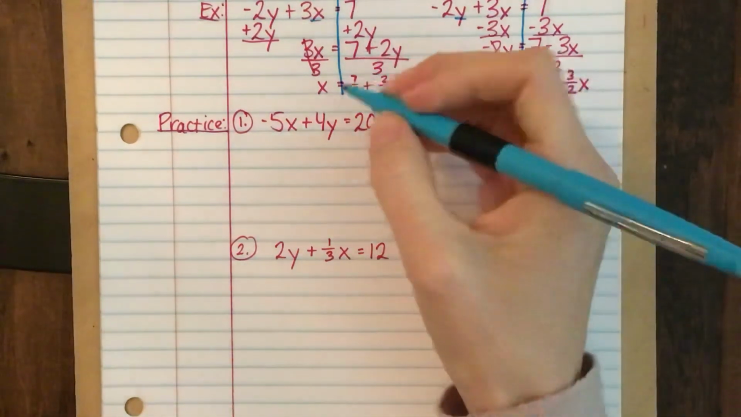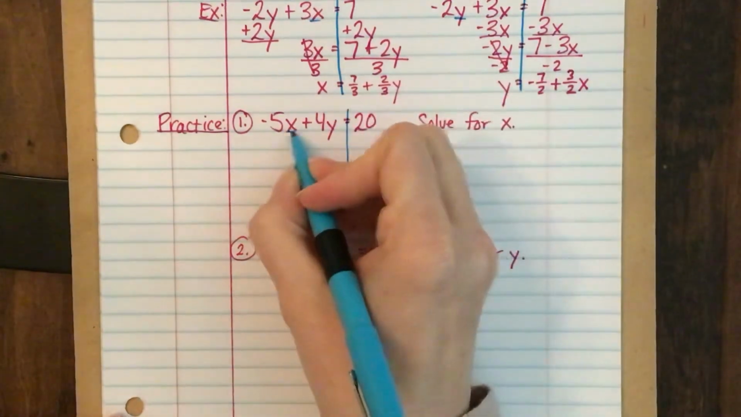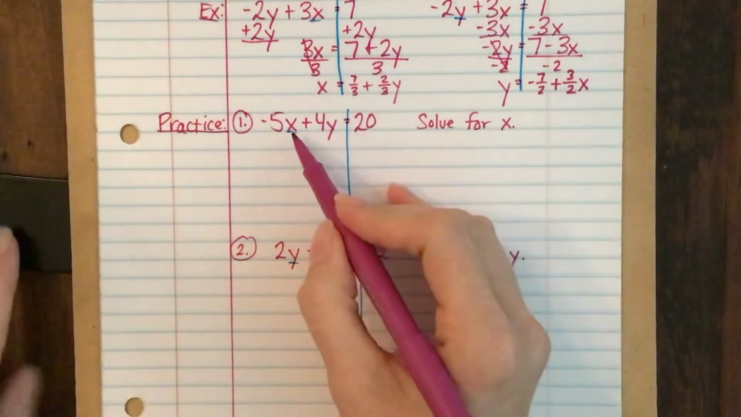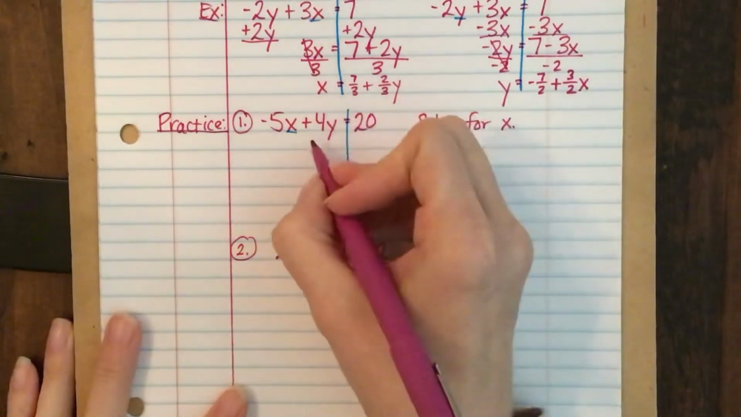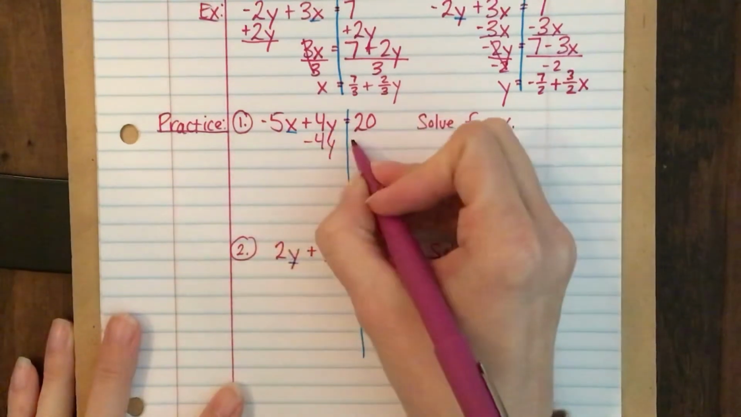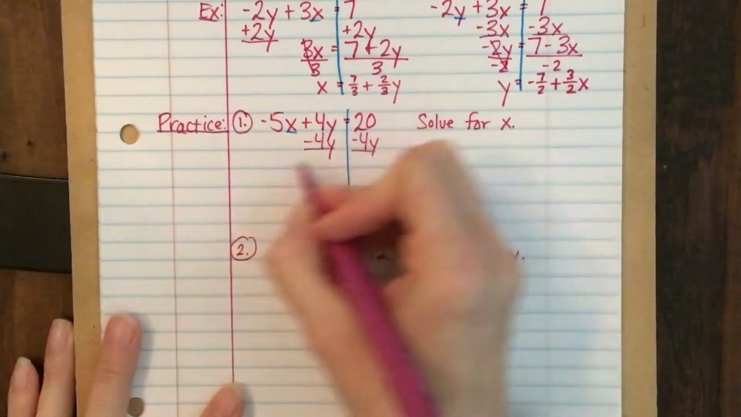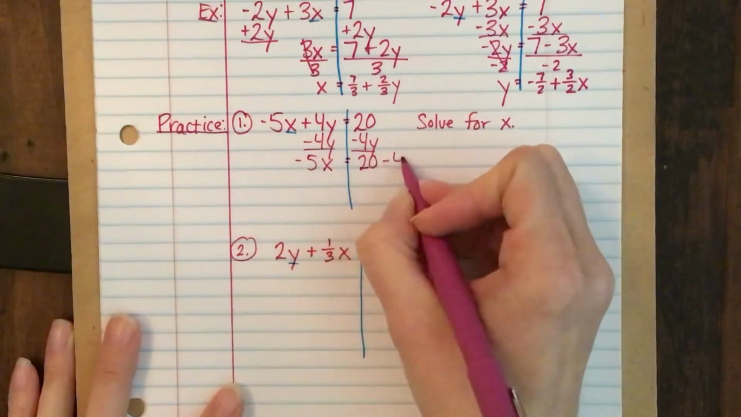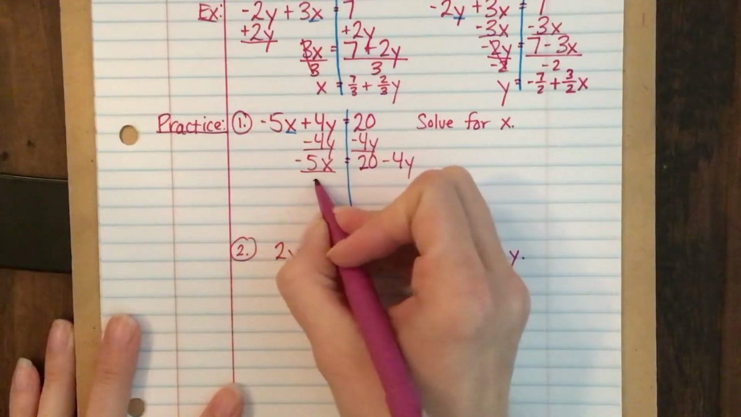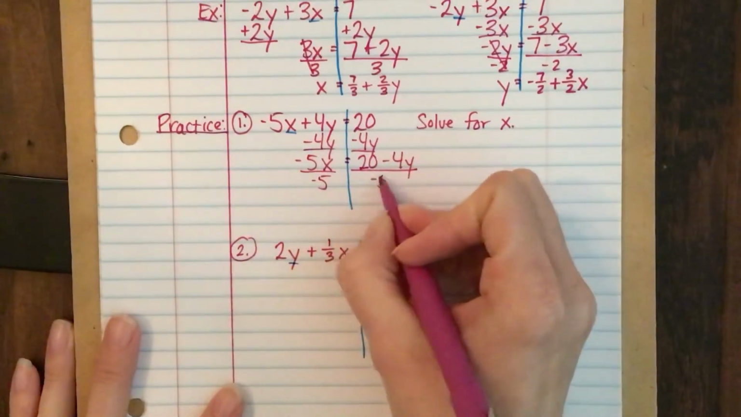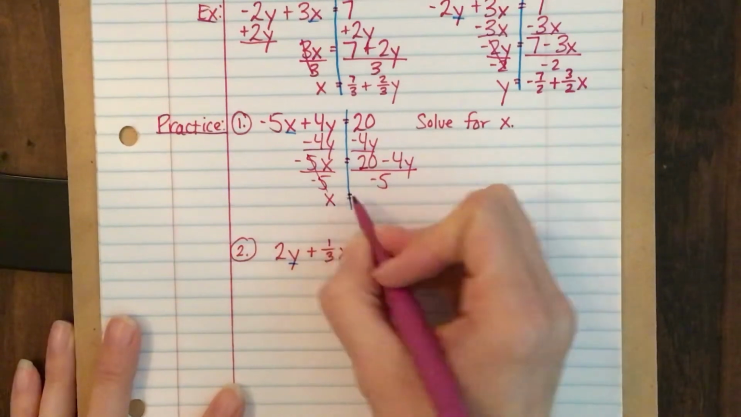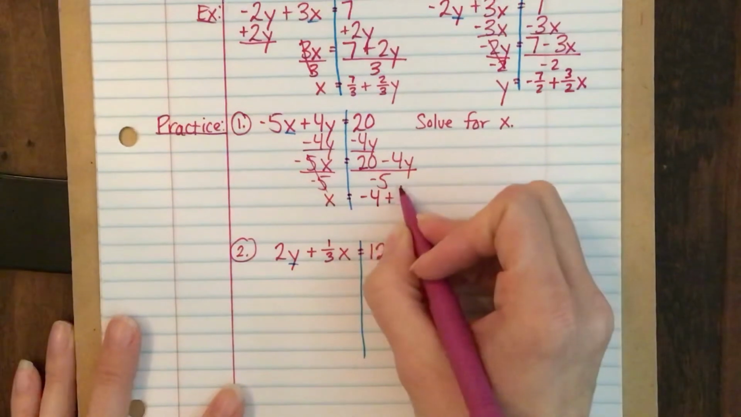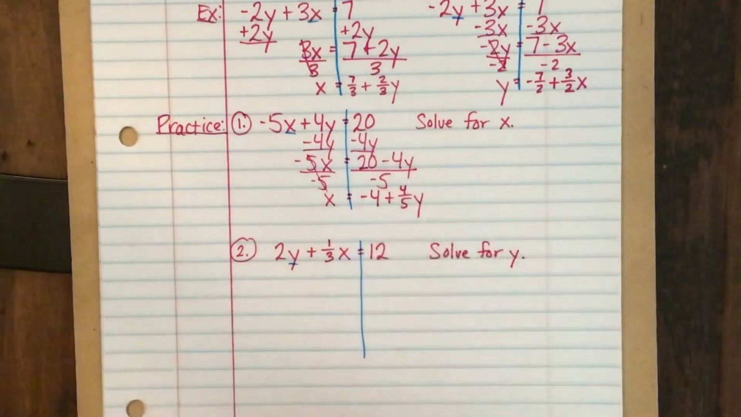All right, let's go over these. We're solving for x. This one we're solving for y. All right, so since I'm solving for x, I want to move this whole thing over to the other side. So I'm going to subtract 4y from both sides. You get -5x is equal to 20 minus 4y. Divide both sides by -5. And then you get x is equal to -4. Negative divided by a negative is a positive, and that's going to be 4/5 y.